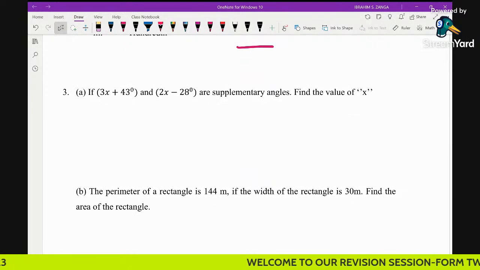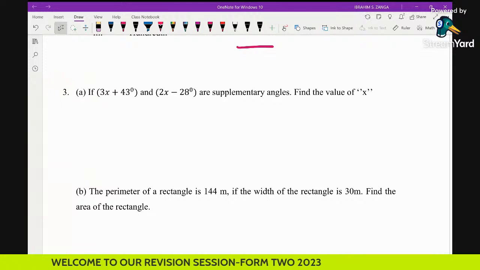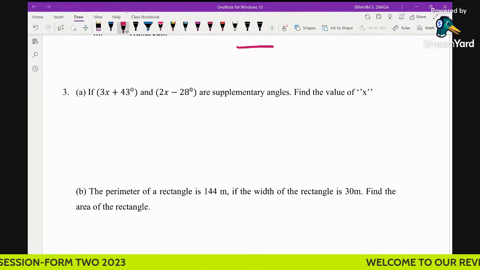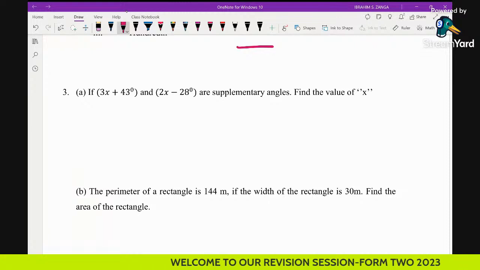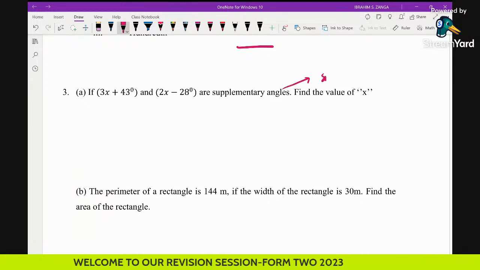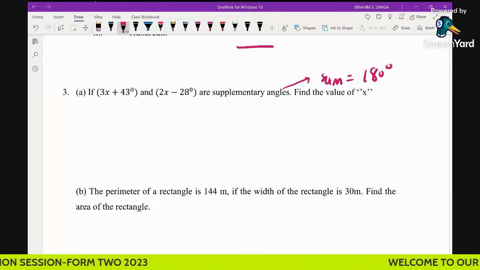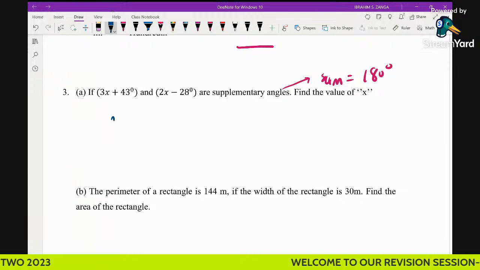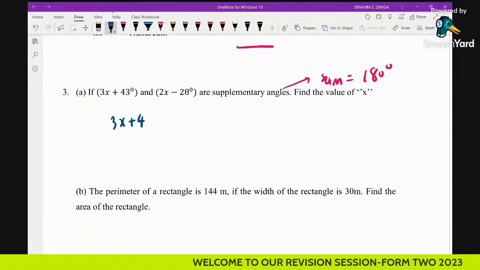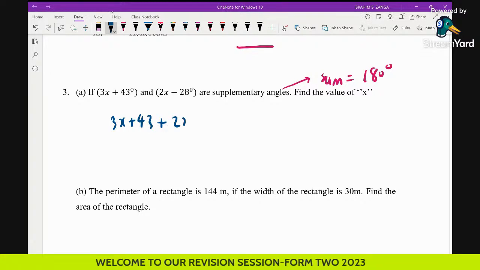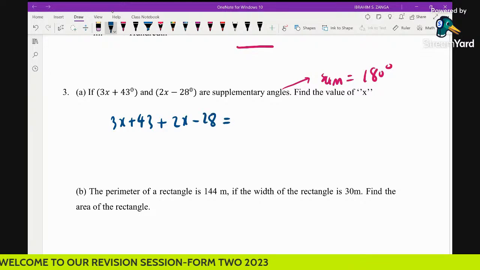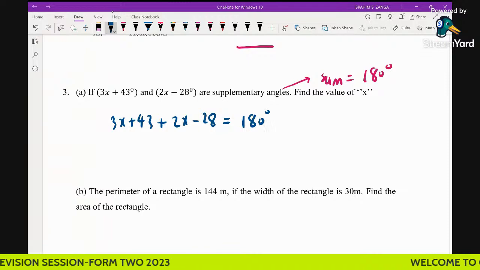Going to question number 3. If 3x plus 43 and 2x minus 28 degrees are supplementary angles, find the value of x. Supplementary angles add up to 180 degrees. So if that is the case, 3x plus 43 plus 2x minus 28 equals 180 degrees.